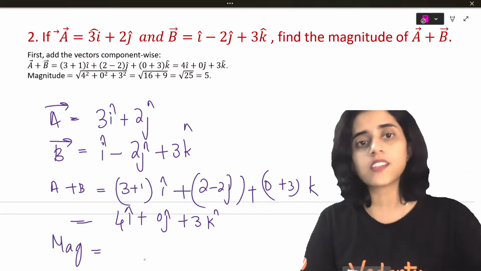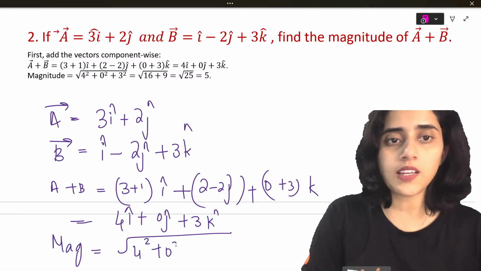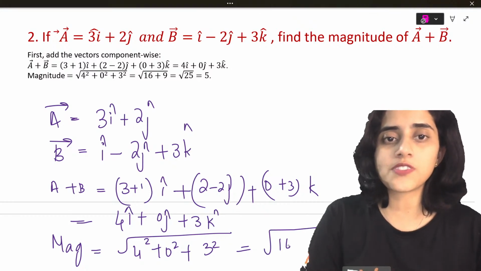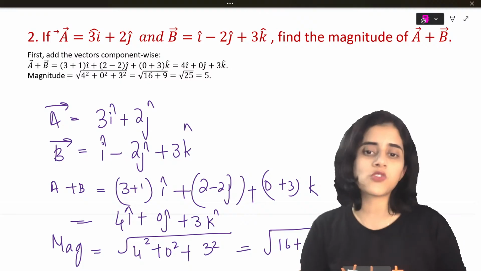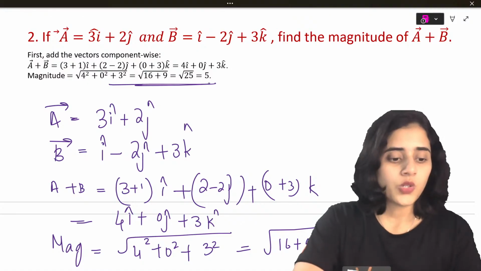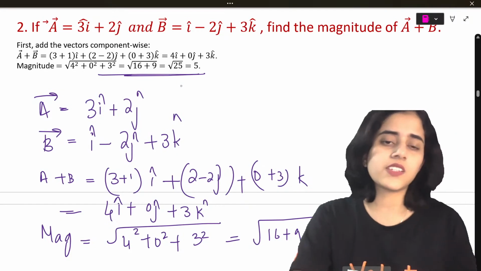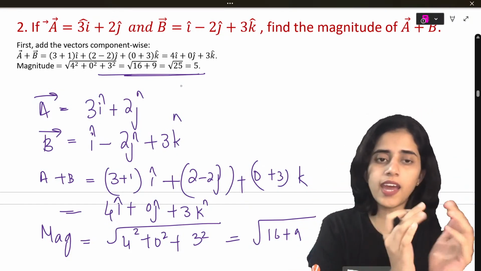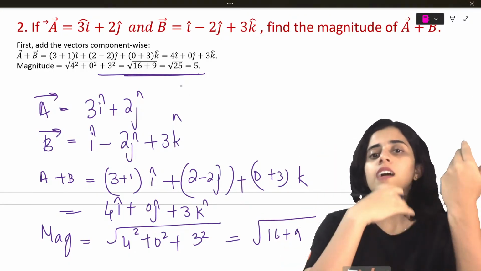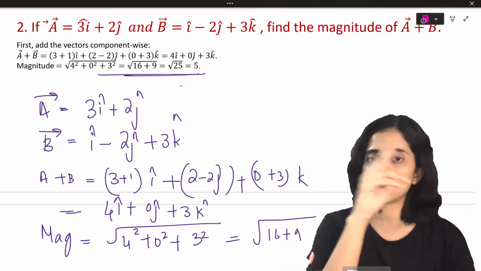Now to find out the magnitude, I'll take the square root. Square root of first term is 4, so 4 square plus 0 square plus 3 square. So this is going to be square root of 16 plus 9, which is square root of 25, which you will get 5. I've solved it here. Even if you get different numbers, you should be able to do it. Easy, no? Take i cap terms together, add them, j cap terms, add them, k cap terms, add them. Magnitude is i cap terms square plus j cap terms square plus k cap terms square, square root of the whole thing.